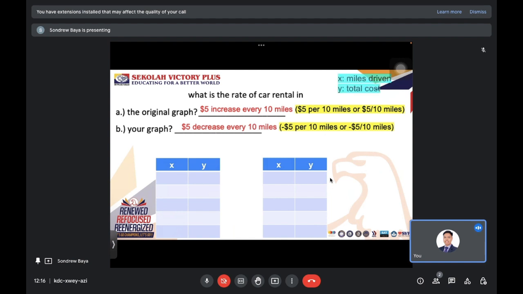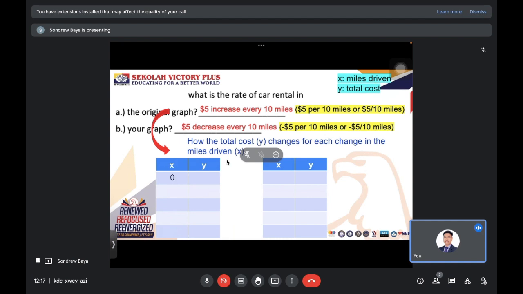Again, if we create a table of values for this, by the way, we have to make sure that you know which one is the x and which one is the y, the independent and the dependent variable. So here, independent is the miles driven, dependent is the total cost. So when we create a table of values for this, you have to ask yourself how the total cost y changes for each change in the miles driven. So this rate tells you how y changes for each change in the miles driven.